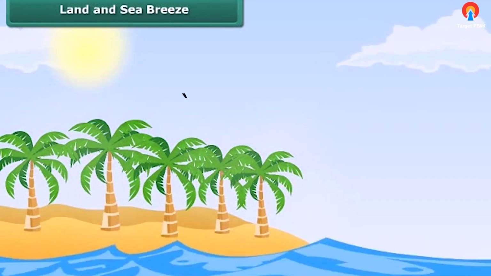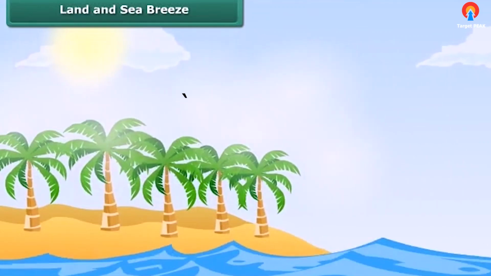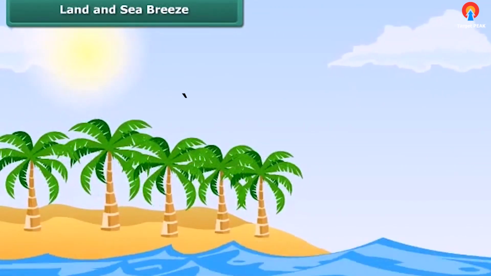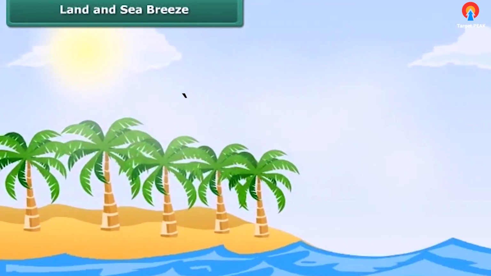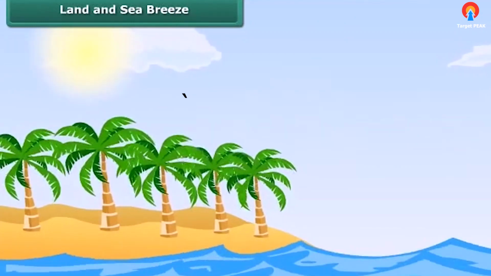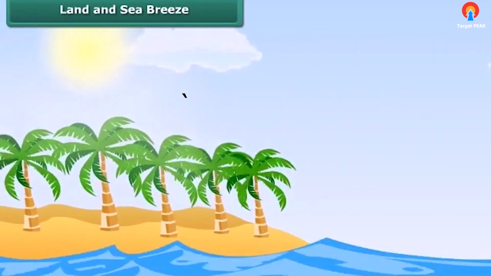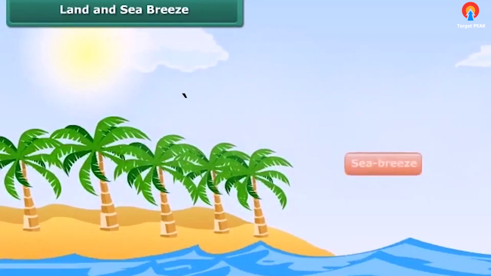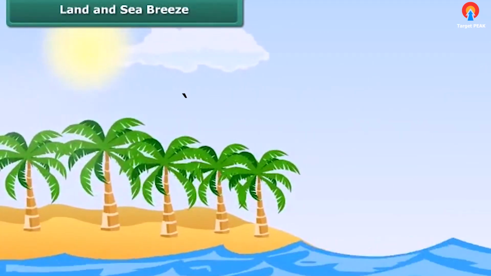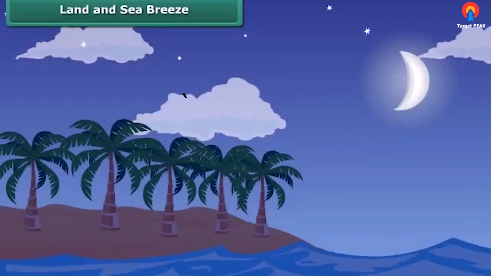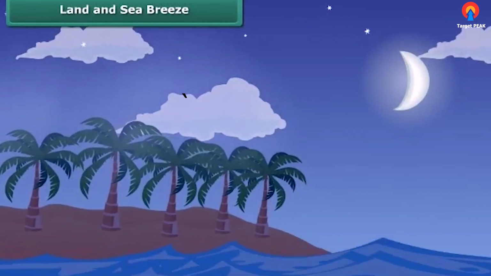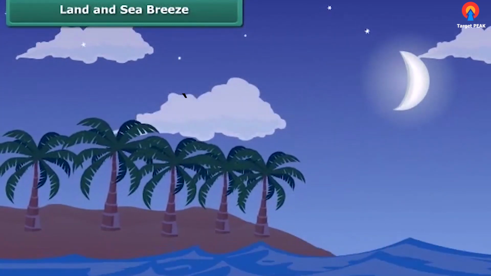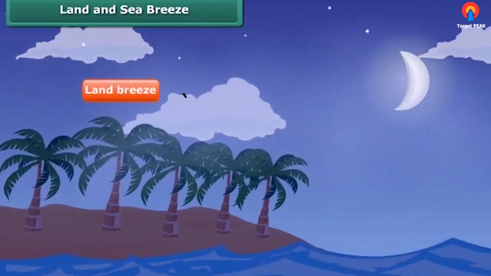Breeze is caused due to difference in heating. Let us see the cause for land breeze and sea breeze. During the day, land gets heated more than the sea water. Hot air above the land rises up, and therefore the cold air from the seaside moves towards the beach. This is sea breeze. At night it is exactly the reverse. The water cools down more slowly than the land, so the cool air from the land moves towards the sea. This is called the land breeze.